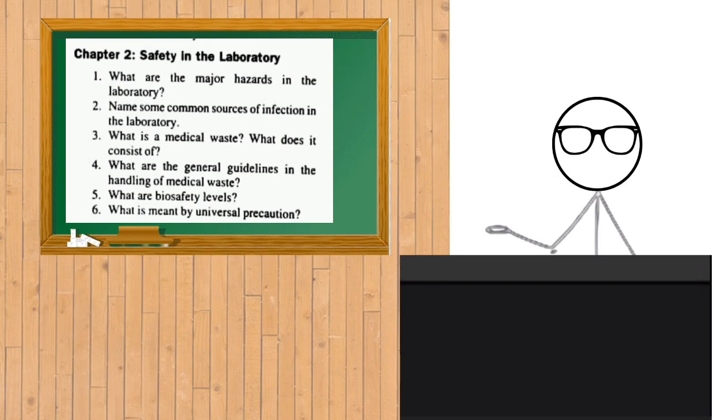Number three question: what is a medical waste? What does it consist of? Medical waste is a special healthcare waste that may transmit infection. So any waste that we produce in the laboratory that can transmit infection to other people is called a medical waste. These wastes are produced in the laboratory, and we need to find a proper way to dispose of this waste, because we can't dispose of it like ordinary waste, because it will cause infection to other people.